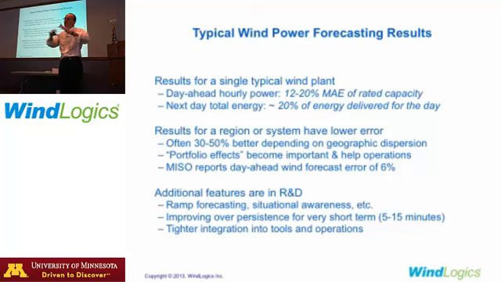And those sort of things will average out if you've got a dozen plants spread out over a couple states rather than just look at one plant. In fact, up to about half of that error goes away by just looking at a larger power pool. MISO reports their system-wide wind error now is about 6%, about half of what you see at an individual plant. And that's just from this aggregation. They're not doing anything different here other than just aggregating a lot of these together.